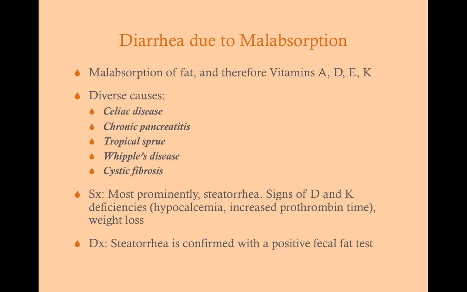So symptomatically, the most prominent symptom of malabsorption is steatorrhea. If they do show vitamin deficiency, they're most likely to show deficiencies of vitamin D and K. So that can lead to hypocalcemia as well as an increased prothrombin time. Typically with vitamin D deficiency and malabsorption, we're not going to see the bone symptoms from that, which would be like osteoporosis, or in children they can have osteomalacia. Usually that requires a lot more significant vitamin D deficiency, but keep in mind that those are signs of vitamin D deficiency.